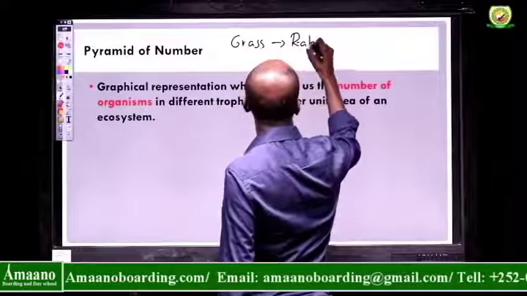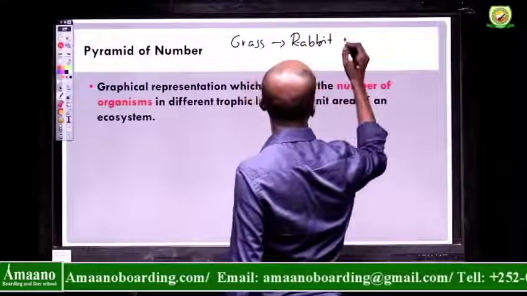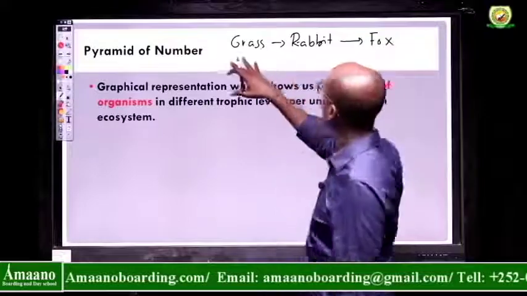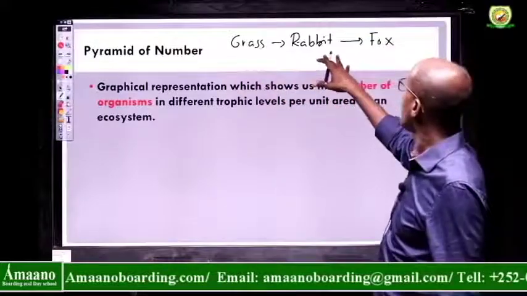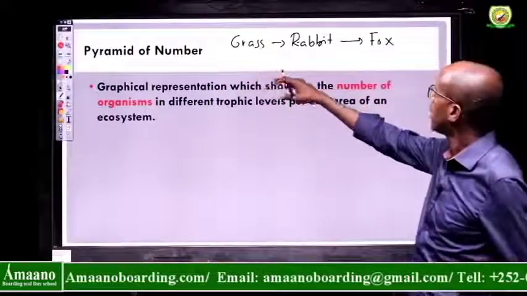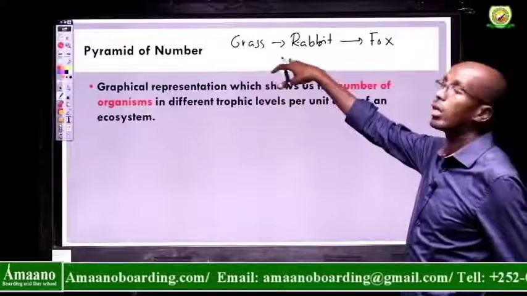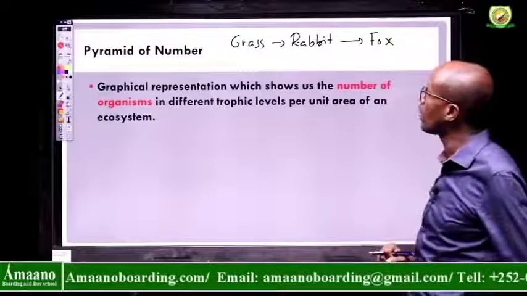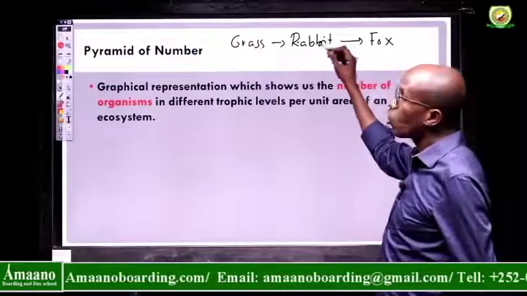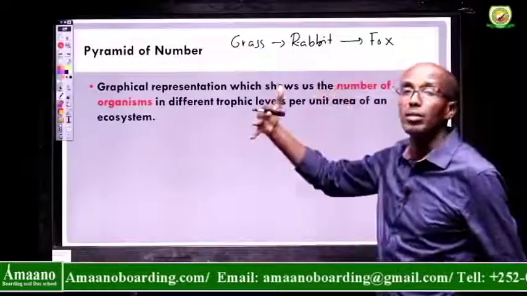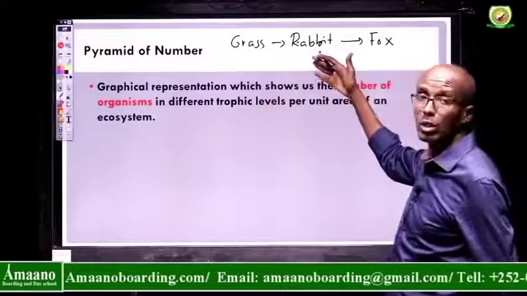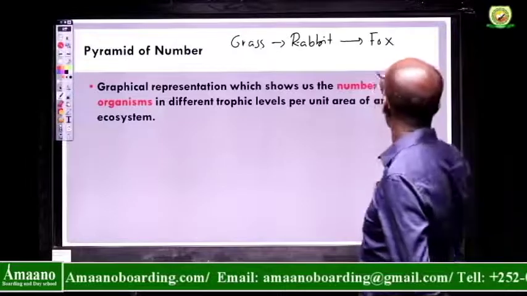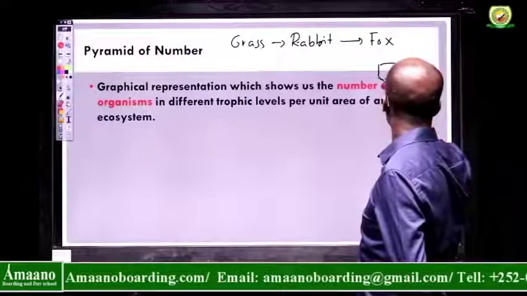which is eaten by a rabbit, and then which is eaten by a fox. When a food chain is written like this, you cannot find out how many rabbits or how many foxes are in this trophic level. So if you want to estimate the number of the rabbits in this food chain, then what you need is to draw a pyramid.